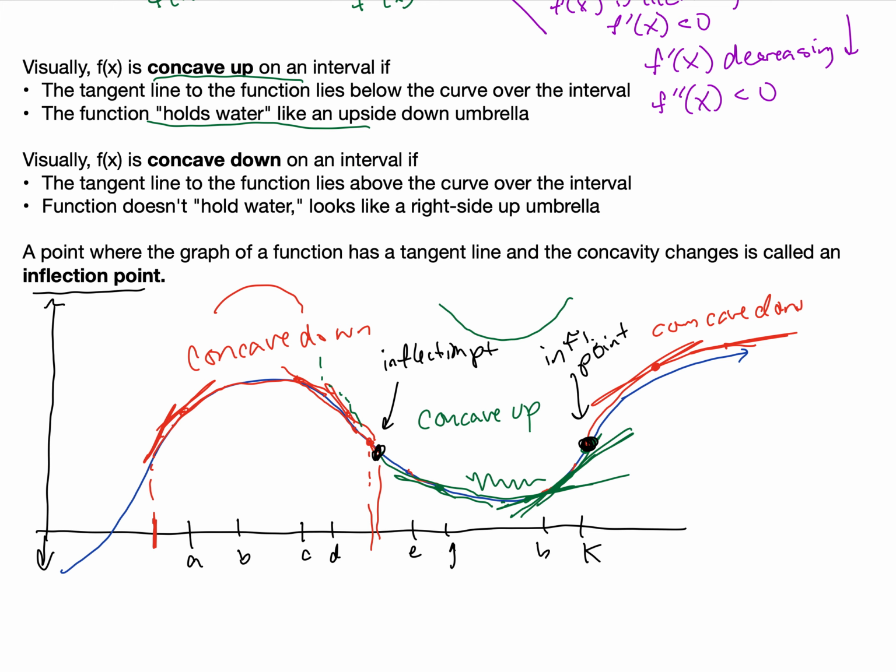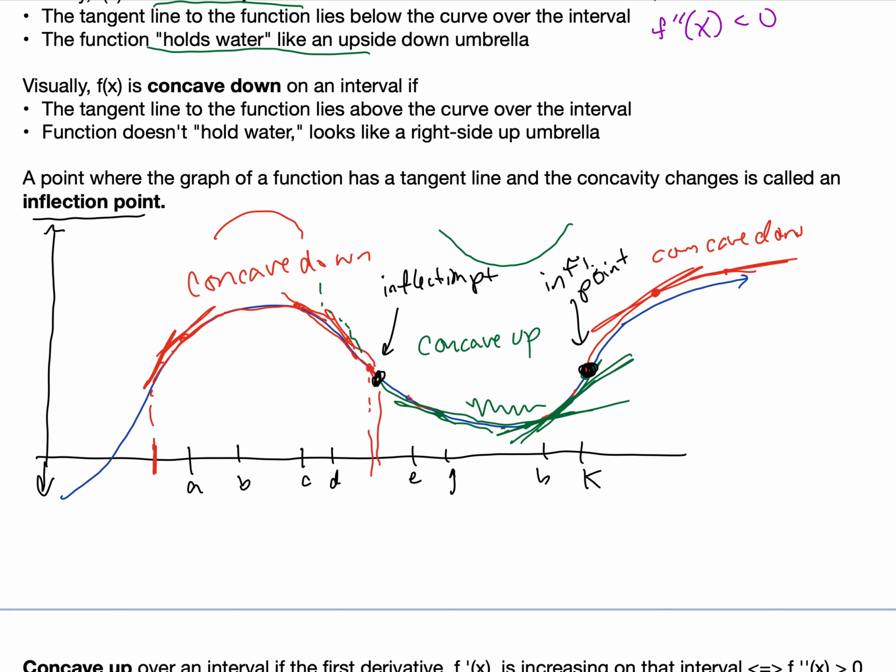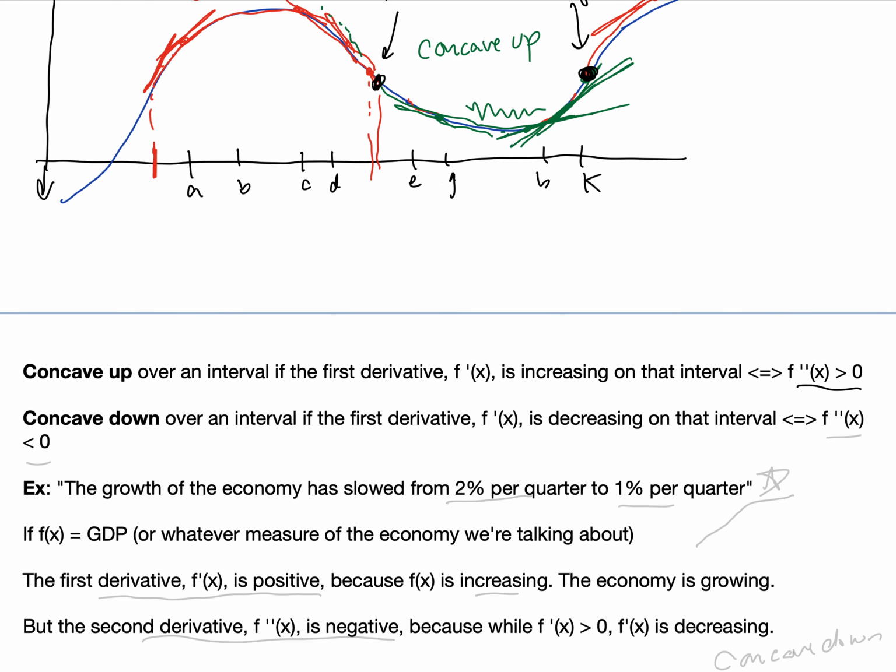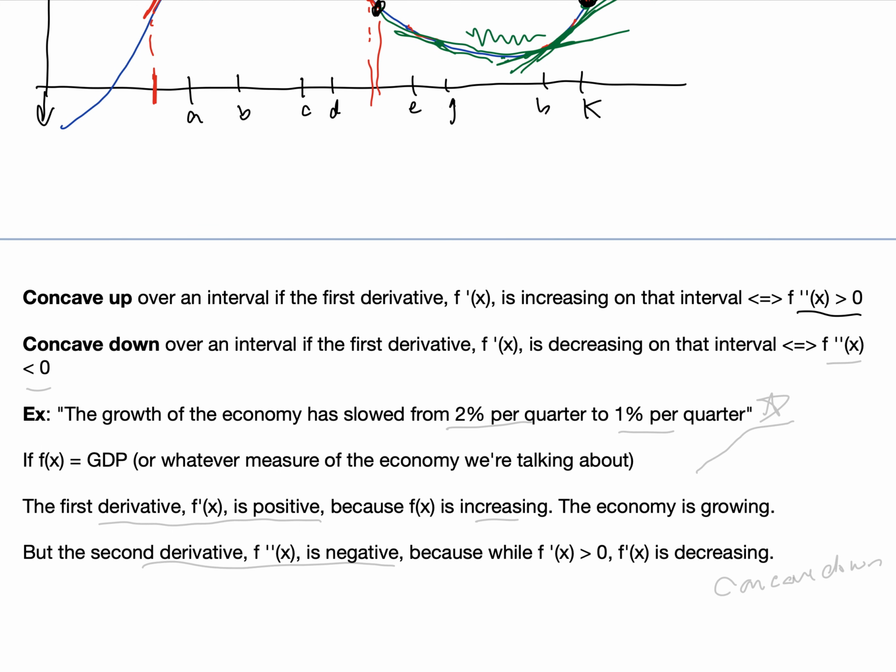All right, so a function is concave up if its first derivative is increasing, that is, if the second derivative is greater than 0. It's concave down if the first derivative is decreasing, that is, if the second derivative is less than 0. If the second derivative is equal to 0, we say that it has no concavity. Let's look at some examples where we might encounter concavity.